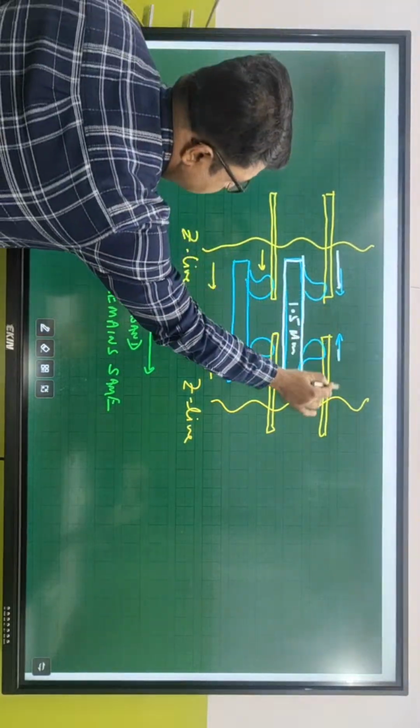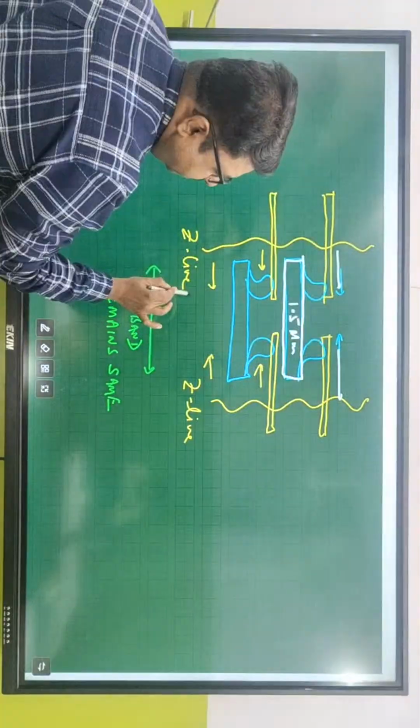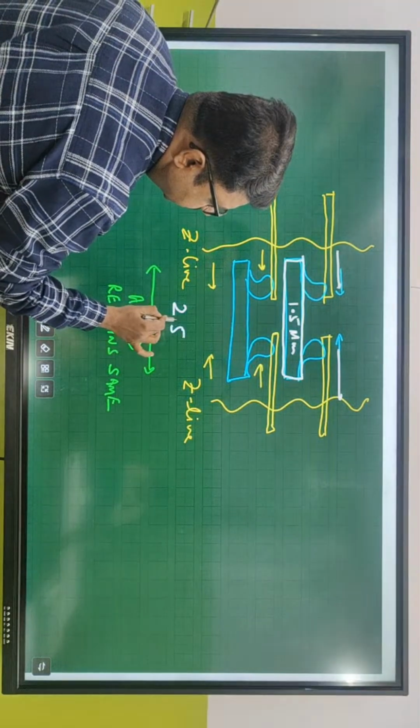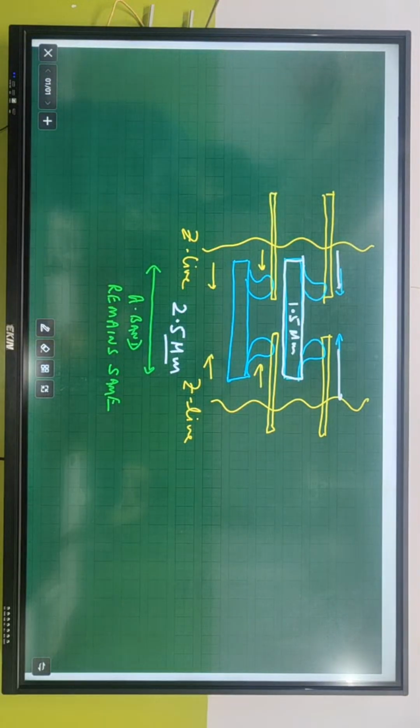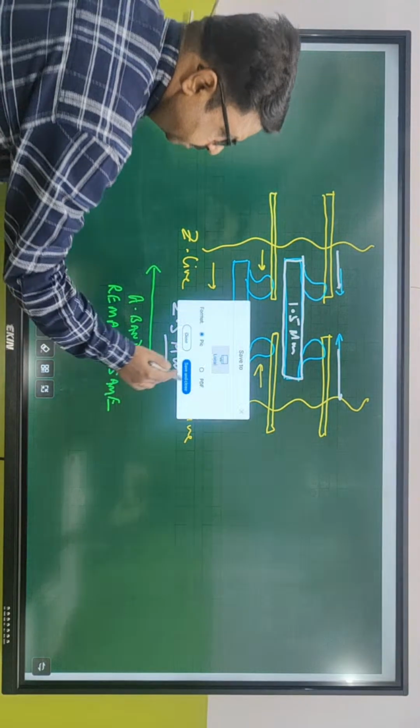Total together is called 1 micrometer. So what is the gap between two Z lines? 2.5 micrometer. The gap between two Z lines is 2.5 micrometer. Any issue with this? Great.